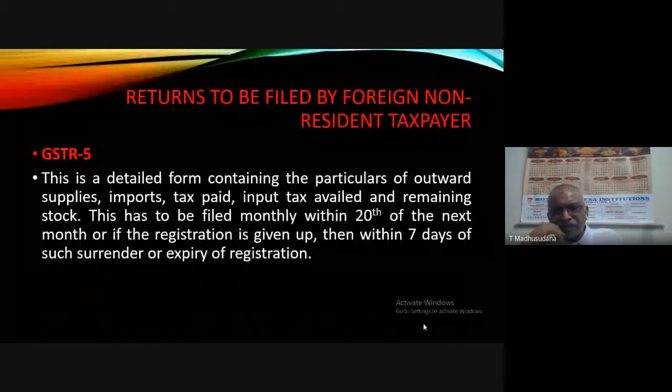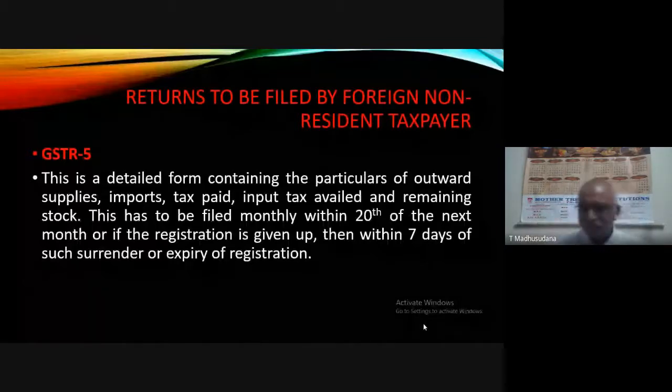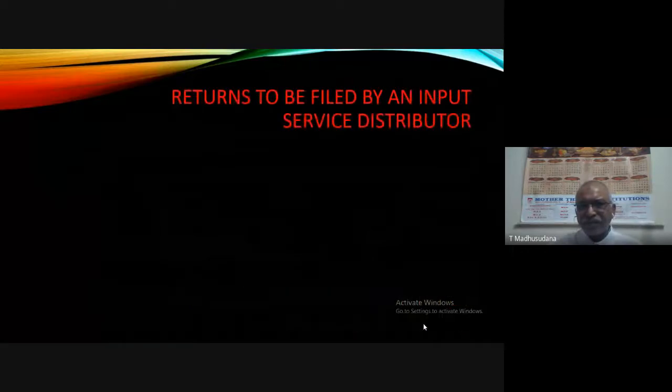Suppose he has closed the registration, or surrendered the registration, or applied for cancellation of registration, then within 7 days of such surrender or expiry of registration, he should submit GSTR 5. So GSTR 5 is a tax return form to be submitted by the foreign non-resident taxpayers. Next, returns to be filed by an input service distributor.